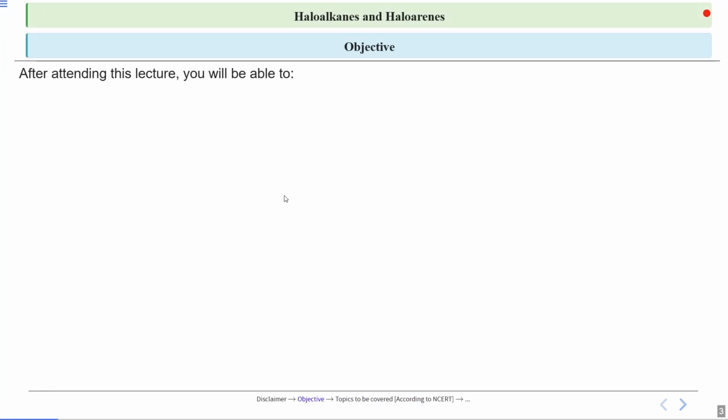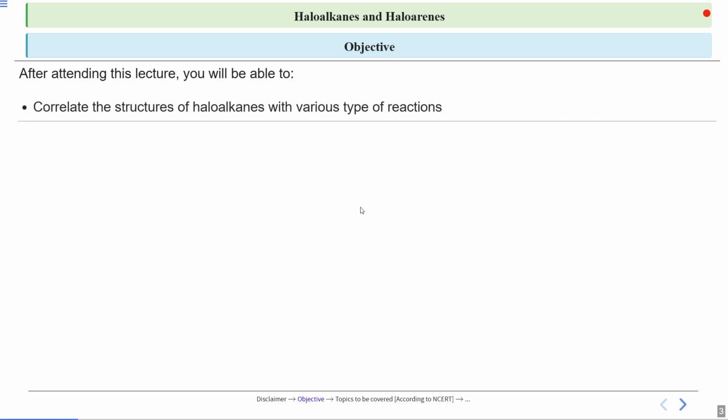Objective. After attending this lecture, you will be able to correlate the structures of haloalkanes with the various types of reactions.